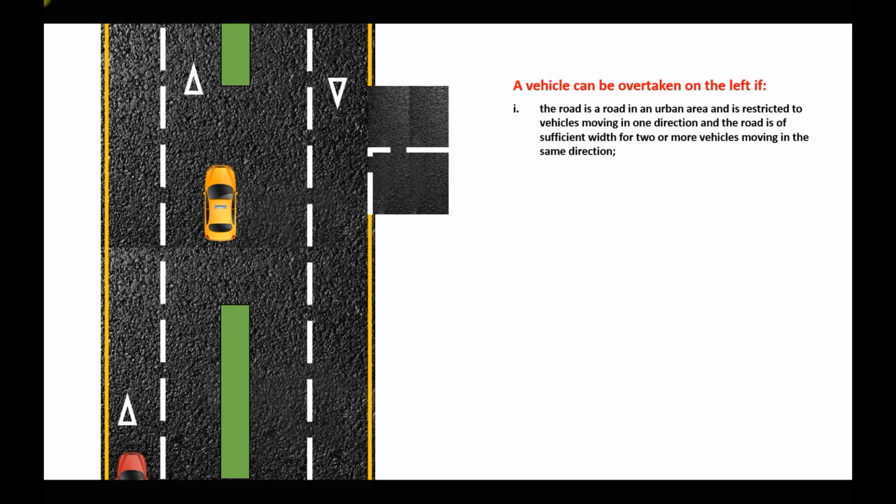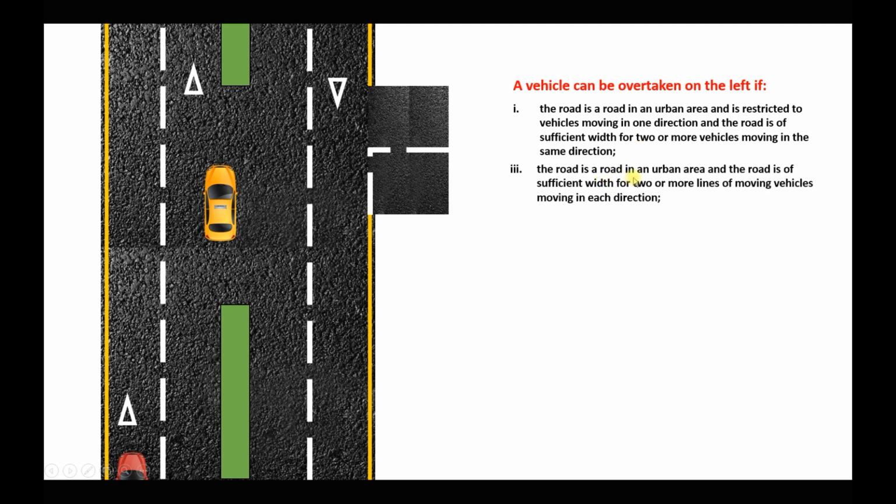Alright, the road is a road in the urban area and is restricted to vehicles moving in one direction. If you can see our road here, it has two lanes going up and two lanes going down. So the red car can overtake the yellow car on the left because they're all going in the same direction, and there's sufficient width for two or more vehicles moving in the same direction because there are two lanes, so that's sufficient width.